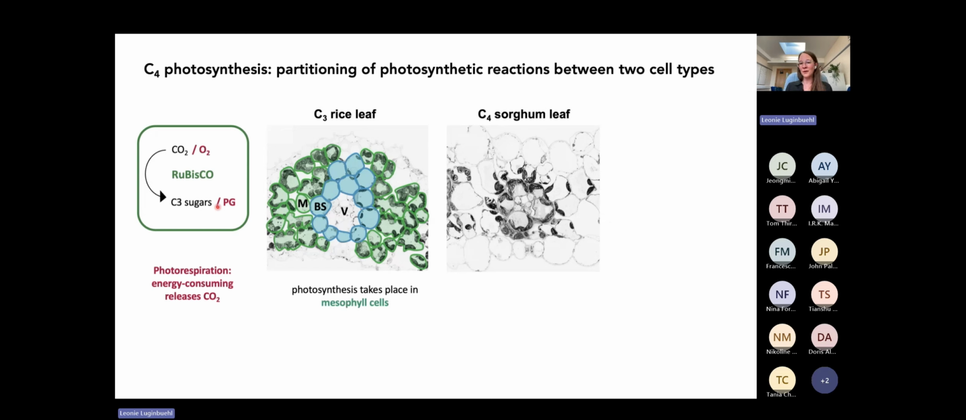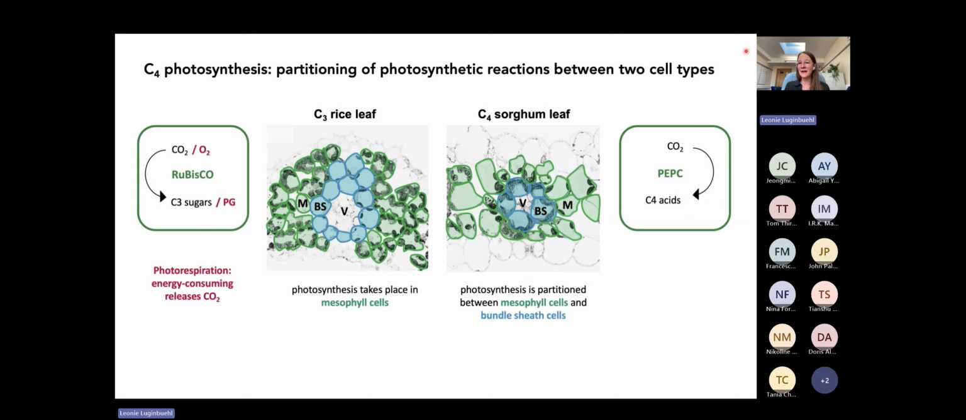Now, C4 plants have evolved a way to basically almost completely suppress photorespiration. And they do that by partitioning the photosynthetic reactions between two different cell types. They partition it between the mesophyll cells and the bundle sheath cells. So what happens here is that we have the first step of carbon fixation in the mesophyll cells, and it's now actually not carried out by Rubisco, but instead by an enzyme called PEP carboxylase. And this PEP carboxylase produces C4 acids, and that's where the name C4 photosynthesis comes from.